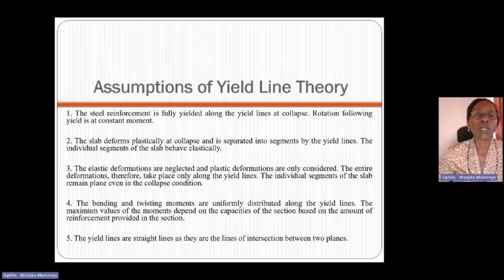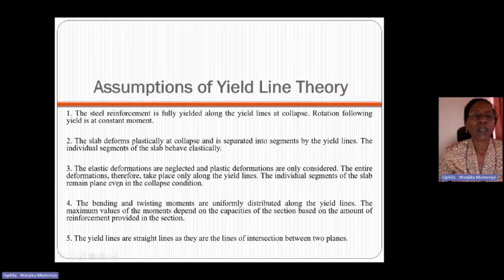Number 1, the steel reinforcement is fully yielded along the yield lines at collapse, and rotation following yield is at constant moment. Number 2, the slab deforms plastically at collapse and is separated into segments by the yield lines, and the individual segments of the slab behave elastically.